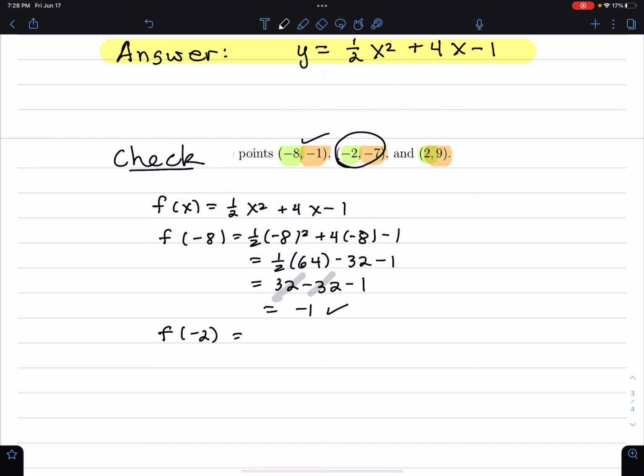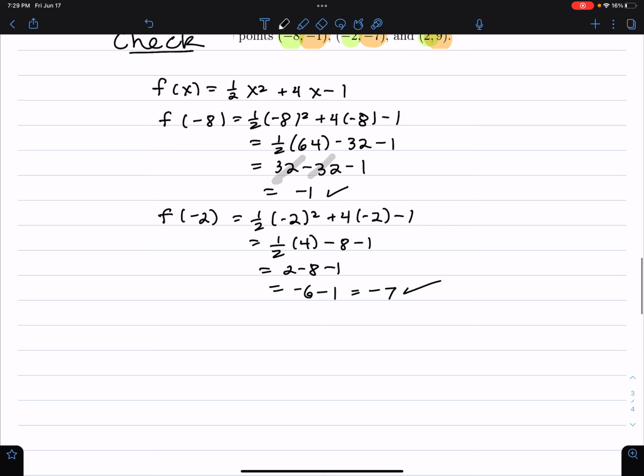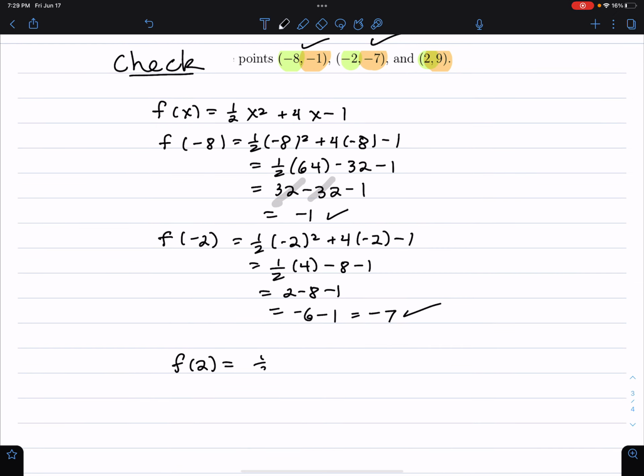So I have 1/2 and I put in negative 2. Square it, 4 times negative 2 minus 1. Let's see what I have. 1/2 times 4 minus 8 minus 1. 2 minus 8 minus 1, which is negative 6 minus 1, which is negative 7. Yes. Looks like things are coming along, or that it's correct. I mean, I have 2 of them. Is that enough? Yeah, maybe, but I better do the last one. I don't know, it isn't enough. I mean, it was sort of a joke. It's not enough. I have to do all if I really want to check.